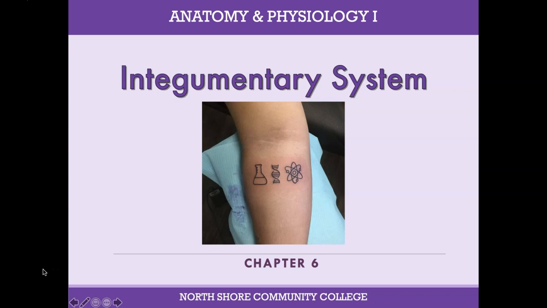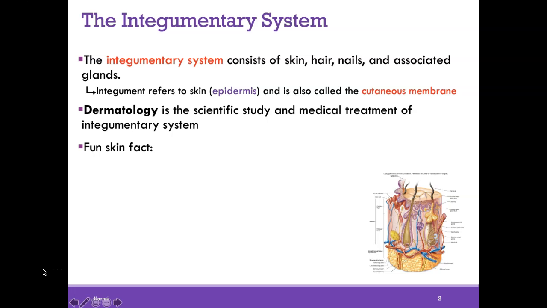Today we'll discuss Chapter 6, which is on the integumentary system. The integumentary system consists of skin, hair, nails, and their associated glands. And when we say integument, we are referring to skin specifically, or epidermis. And we learned last time that the epidermis is also called the cutaneous membrane. So epidermis, skin, and cutaneous membrane are all referring to parts of the integumentary system. And dermatology is the scientific study and medical treatment of the integumentary system.